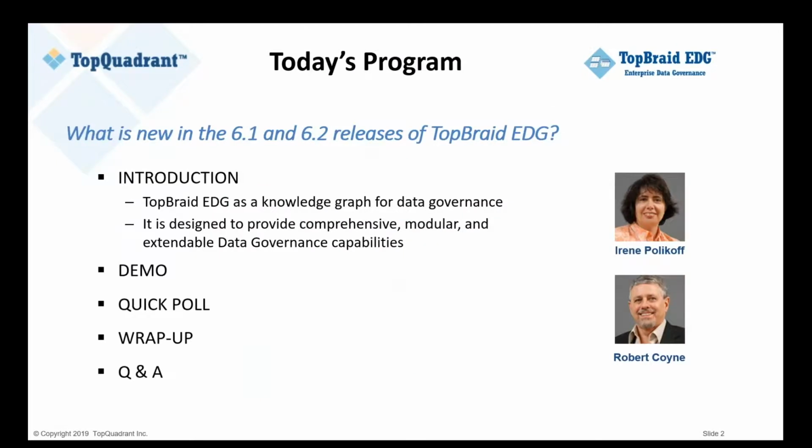Let me start by introducing you to today's speakers. We have Robert Coyne. Robert is the CMO here at Top Quadrant, and Robert will be providing a brief introduction, talking through how TopBraid EDG is a knowledge graph for data governance, and how it is designed to provide comprehensive, modular, and extendable data governance capabilities. We'll then go into a demo in which Irene Polikoff, CEO of Top Quadrant, will demo these new features. We'll have a brief poll, and then we'll wrap up with a Q&A.